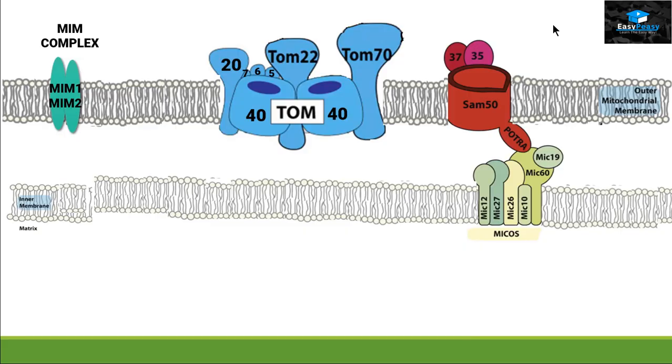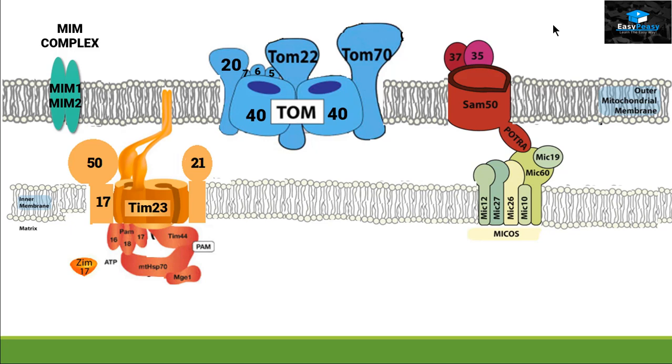The next translocon that we are going to talk about is called the Tim complex. Now we have two different types of Tim complex. One is called Tim23 and one is called Tim22. They both perform different functions, so we will discuss them one by one. So right now we are going to discuss the structure of Tim23. The full form of Tim complex is translocase of the inner mitochondrial membrane.